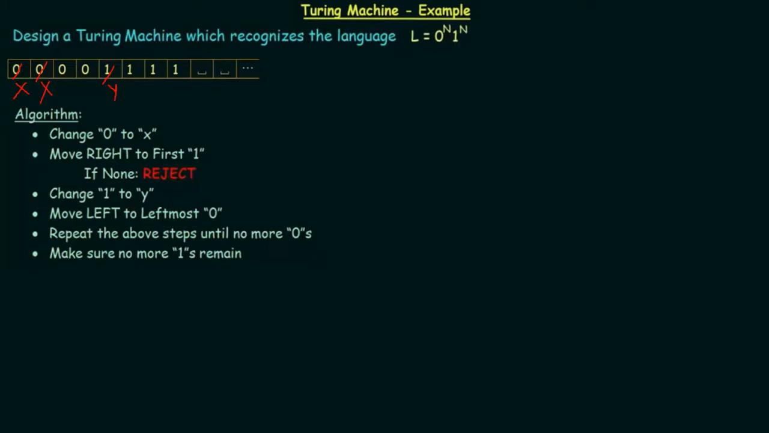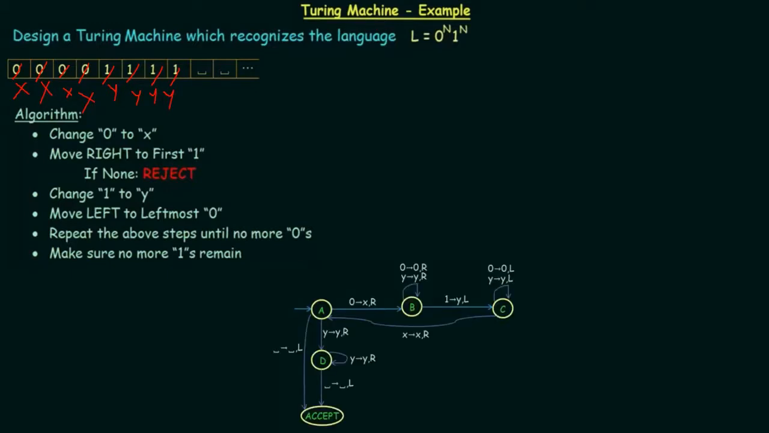So you just cross this x, and cross this y. This is how it is going to work. Now if I want to design a Turing machine, it will look like this. At first glance you will see that there is no reject state. Is that so? No, that is not the case. There is the reject state, but it is just not written over here.